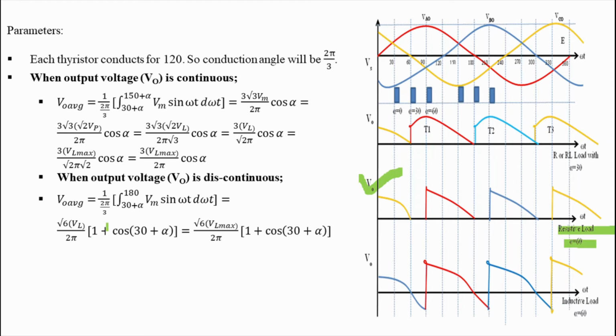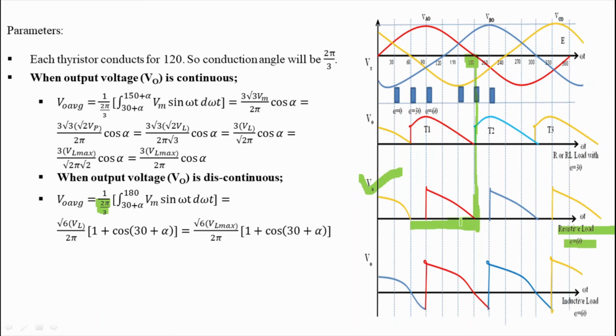Here we can see that even if the output is discontinuous, the time period will remain the same, that is equal to 120 degree. You can see that this is a discontinuous waveform, and here the time period is again 120 degree. From the waveform we get this output voltage Va0 from 30 plus alpha to 180 degree only. And once this Va0 becomes negative, we will stop getting the output voltage. So we will get Va0 only from 30 plus alpha to 180 degree.